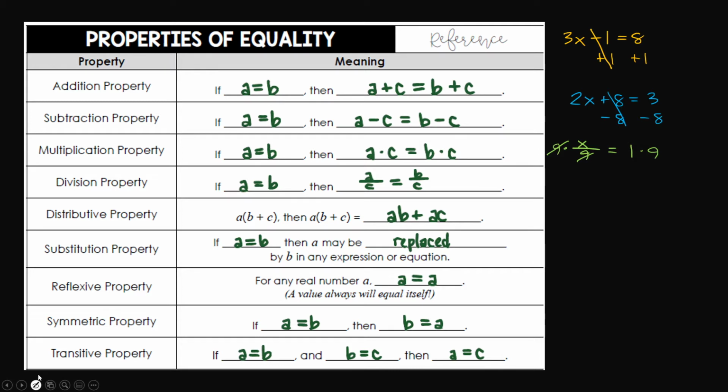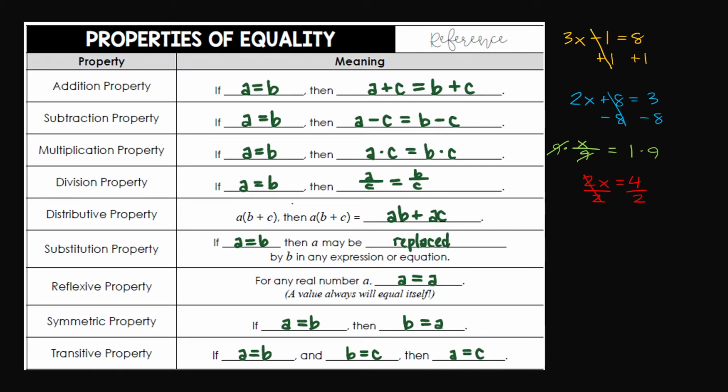Division property of equality, it happens very commonly at the last step of equations. If A equals B, then A divided by C equals B divided by C. So let's say I've got the equation 2x equals 4. My last step would be to divide both sides of the equation by 2 to not only keep it balanced, but isolate our variable.